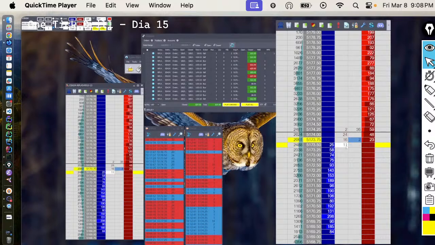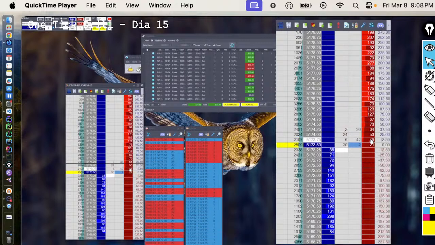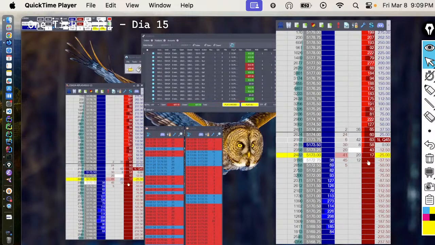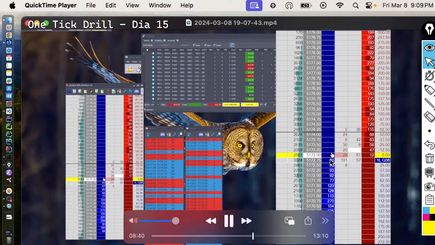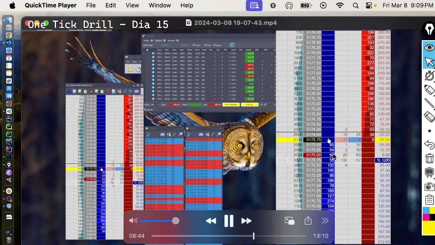Okay, so I'm just putting limit orders and pulling the orders out. Yeah, okay. No, I should have. I waited too long. I took some losses here, in 4 ticks or something like that.